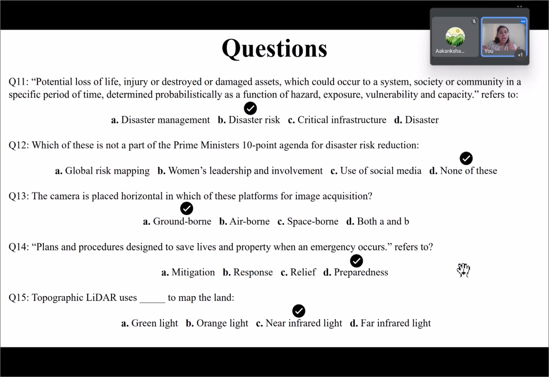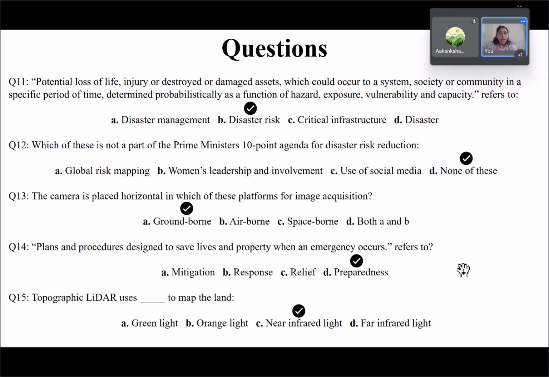So your camera is placed horizontal for ground-based. For airborne and spaceborne, you can have them at different angles, and you can also have them at different positions. So it's basically how you put the camera, and of course, if it's ground-based, you have to put it horizontal. Vertically is not possible.